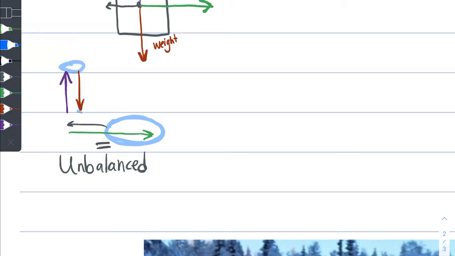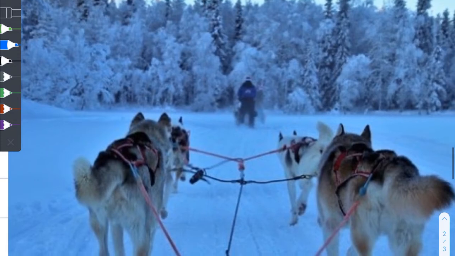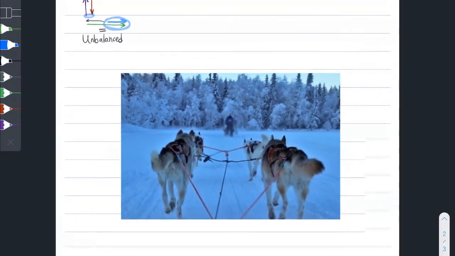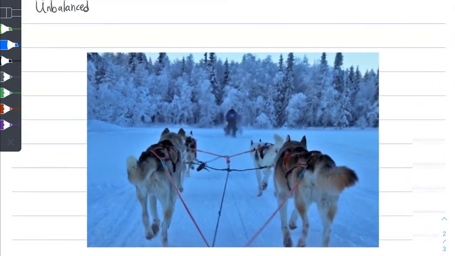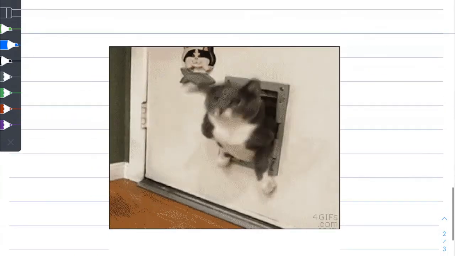There's no difference here in these arrows, so there's no motion in the up and down direction. There would only be this forward motion. That would be the only motion in this picture. And that would be good, because if you're being pulled by these dogs, you wouldn't want to be going anywhere but forward. All right, let's check out another example.